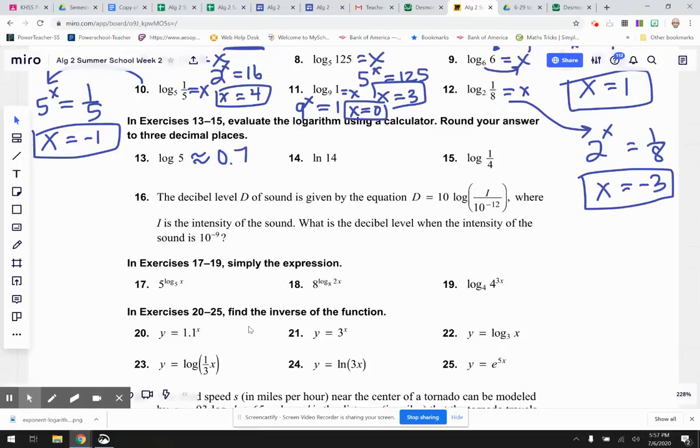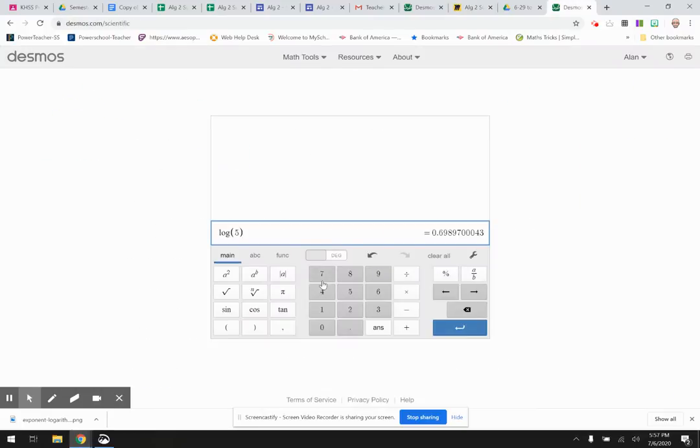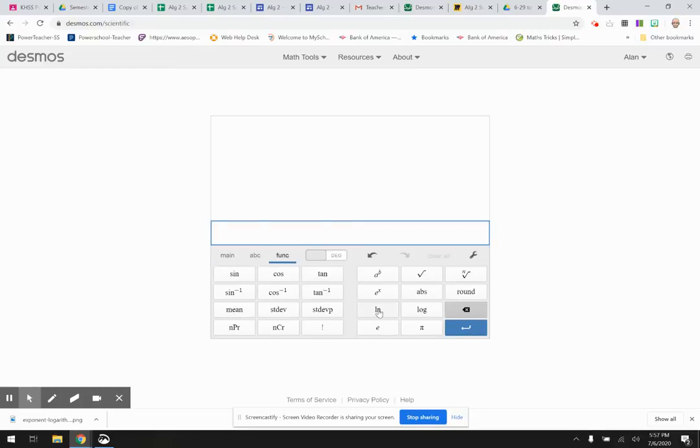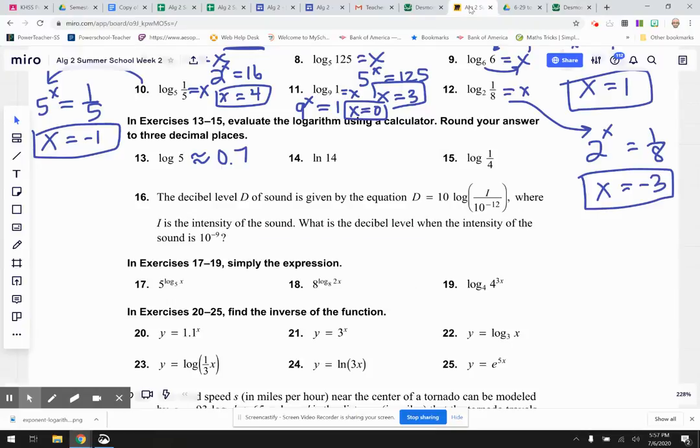Now this is ln, that's a natural log. It's a little different function than a regular log. So let's see, ln is right there, and we want 14. Okay, so that's 2.64, we'll call it. 2.64. Again, it's just approximate.